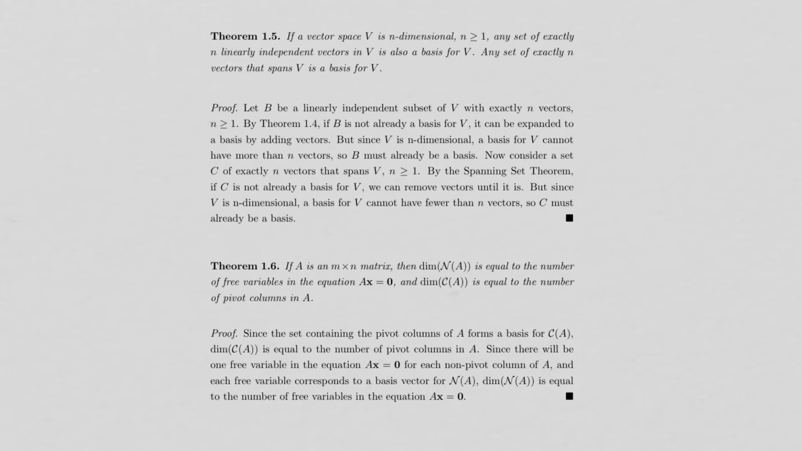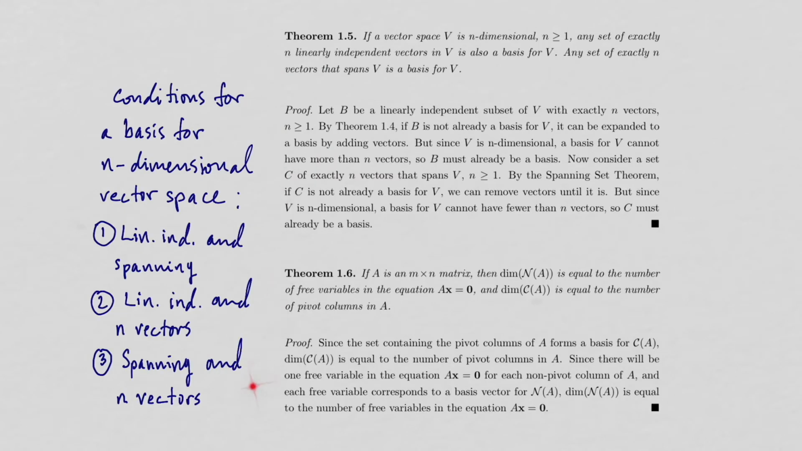It's saying two important things. It's saying if I know the dimension, n, of a vector space, then any set of exactly n linearly independent vectors is a basis. I don't have to check to see that it's a spanning set. Likewise, any set of exactly n vectors that spans V, so a spanning set with n vectors, is a basis. So we can summarize that over here.